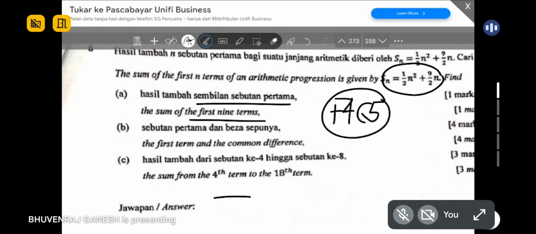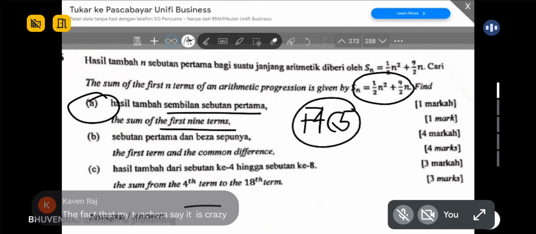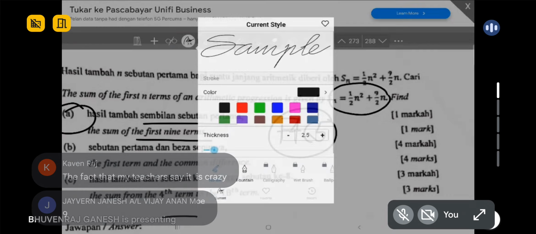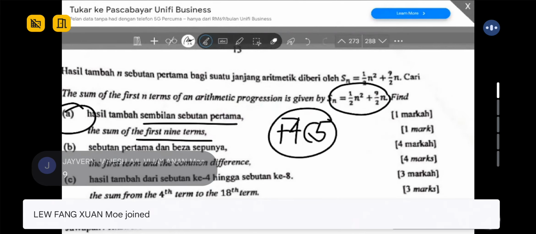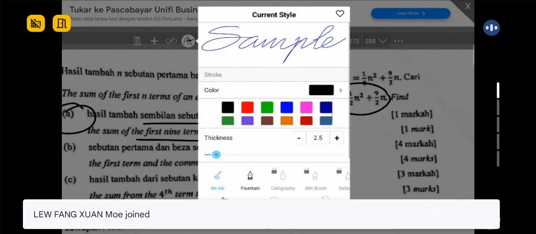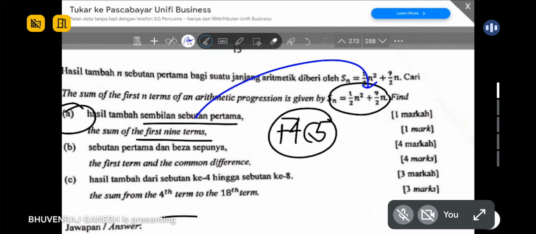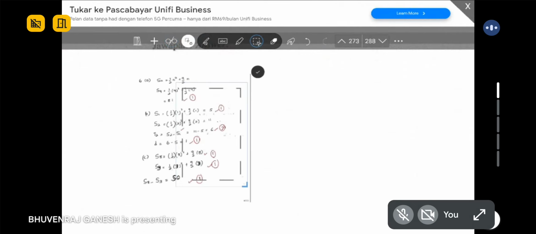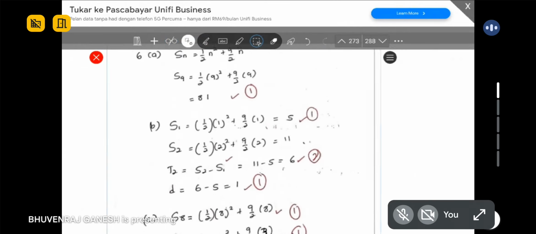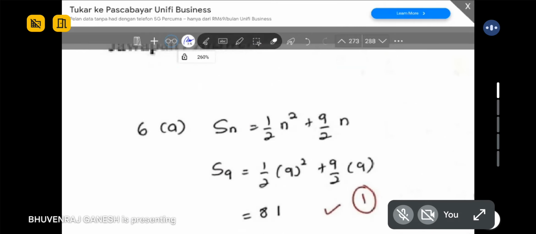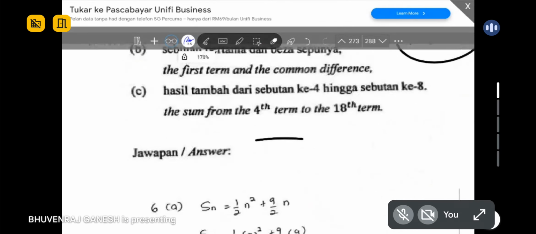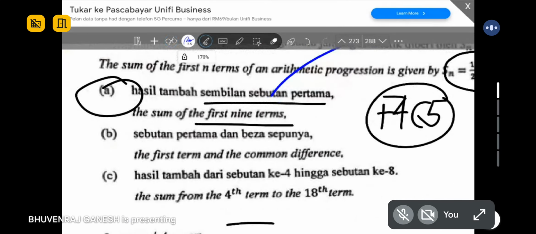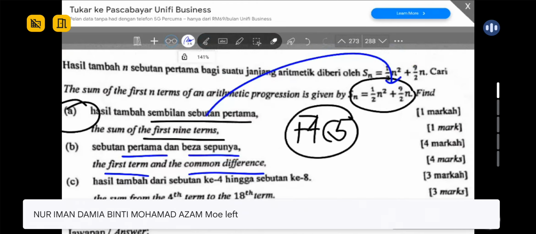So guys, what is the N value for question A? Apa nilai N? Very simple. You just substitute N equal to 9. Okay, just gantikan lah 9 dalam rumus ni. Okay, just substitute. You will get the answer. Okay, so the answer is actually 81. Itu saja. Okay, that is part A. And then part B, first term and common difference. Sebutan pertama dan beza sepunya.